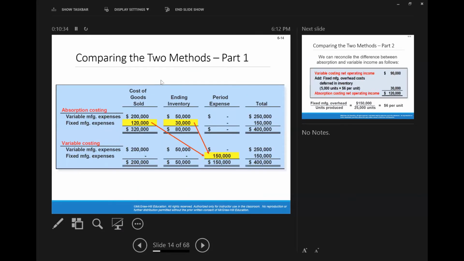All right, so we have cost of goods sold under absorption costing of 120,000 for our fixed manufacturing expense, because it was 20,000 times the 6. And then we have in the ending inventory the 5,000 units times the 6, so we have 30,000 there. So that total fixed expense is 150,000. So when you compare it to the variable costing, you can see that the period expense of the 150,000 comes out of the whole cost, out of the 20,000 that were sold. So that's why there's a little bit of a difference. So this is just kind of nice, kind of shows you how it lays it out for you so you can see it.